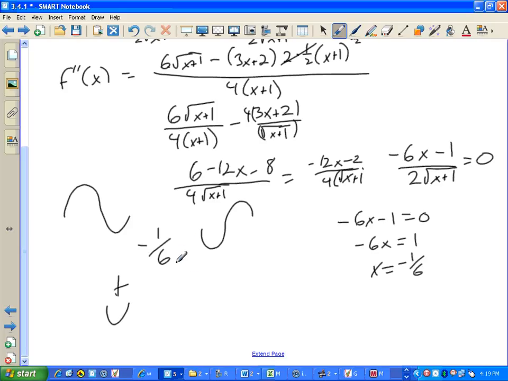And on the right, if I put in a number like 0, I'm going to get negative 1 over, so I got negative over a positive, so it's going to be negative on the right. So it's changing from up to down. Okay, and that's the concavity.